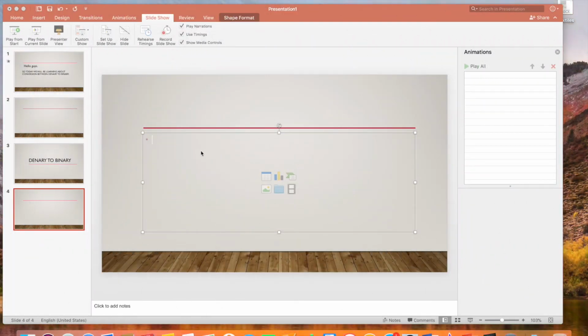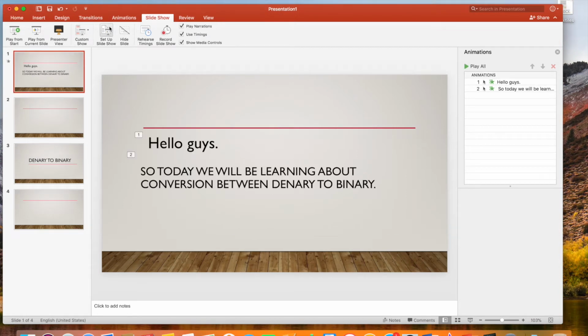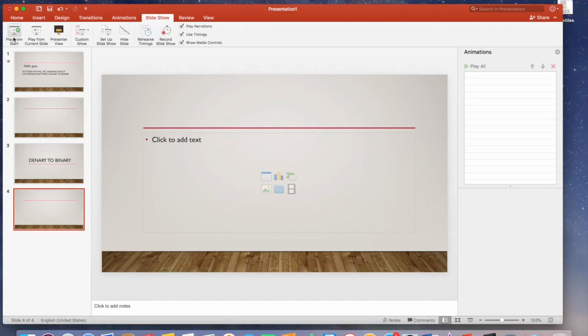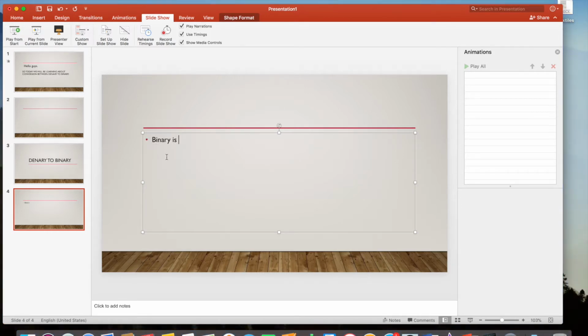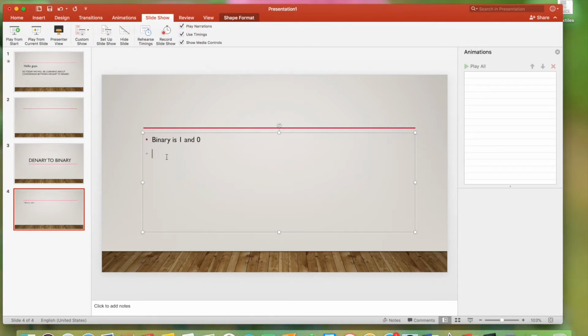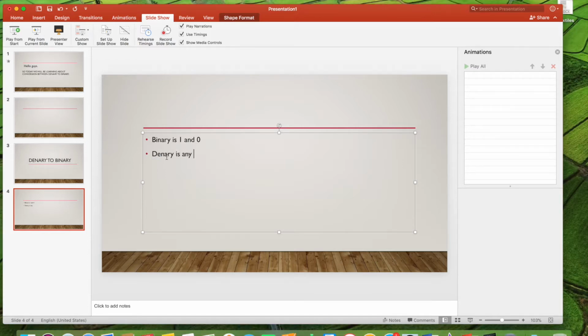Hello guys, so basically today we'll be doing binary to denary. Binary is the term used in computers, the language computers understand. It works in ones and zeros. One and zero are the only digits binary understands, nothing else.